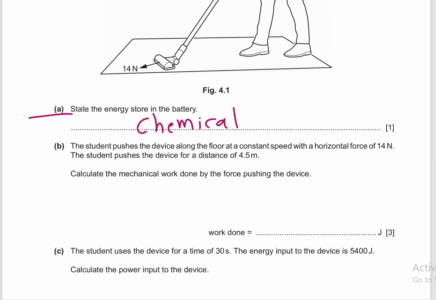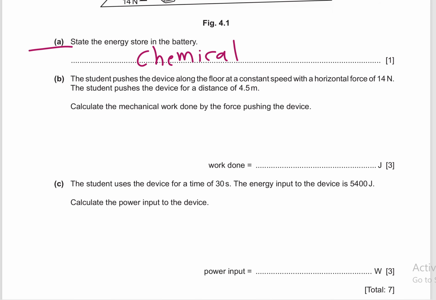Now they say the student pushes the device along the floor at a constant speed with a horizontal force of 14 Newton. The student pushes the device for a distance of 4.5 meter. They say calculate the mechanical work done by the force pushing the device. Again, 3 marks and the unit is given.